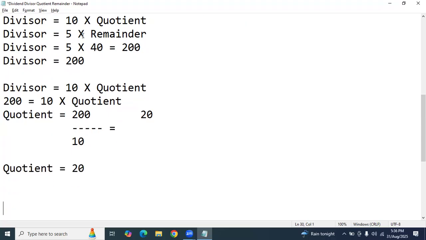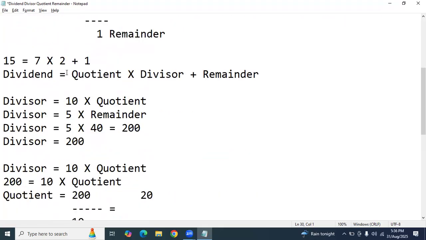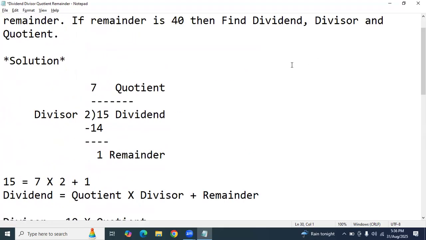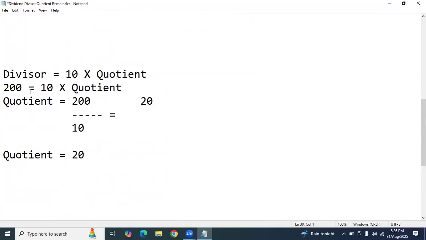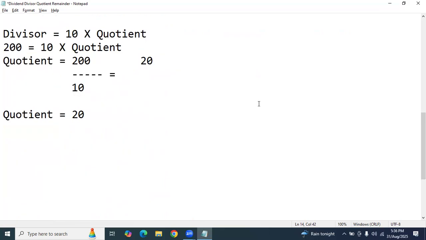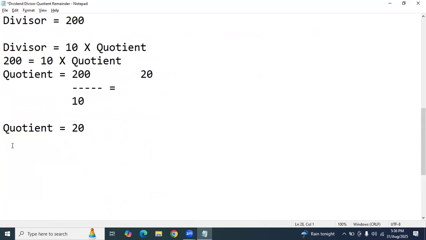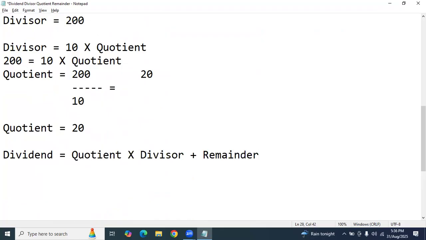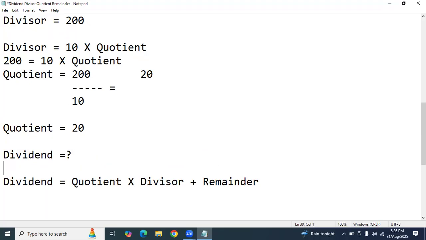Now, based on the values they have given and the values we have found, we will find the dividend. Let's note down our original equation. Dividend is equal to quotient into divisor plus remainder. Let's note down the actual values also. For now, we don't know the dividend, so let's put a question mark. We know quotient is equal to 20.